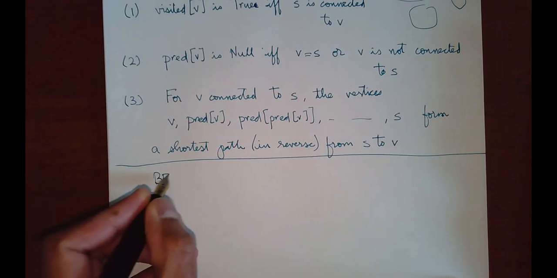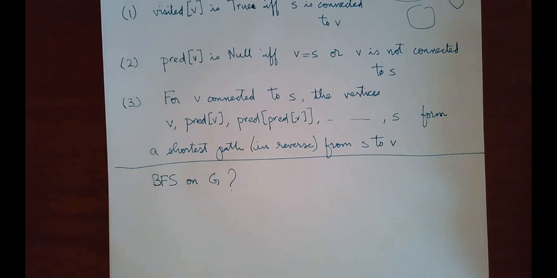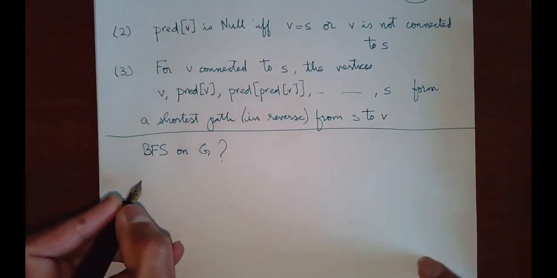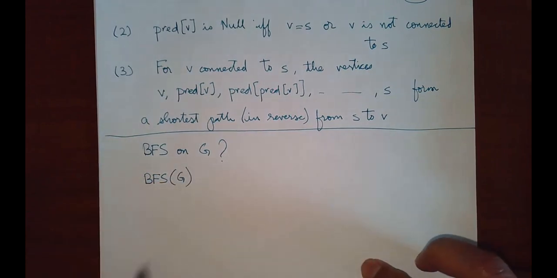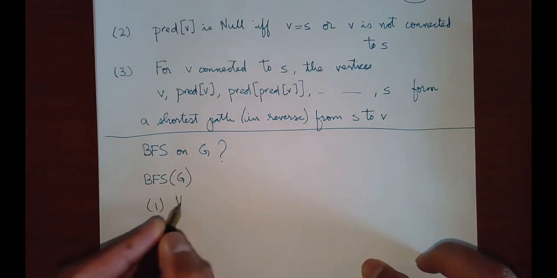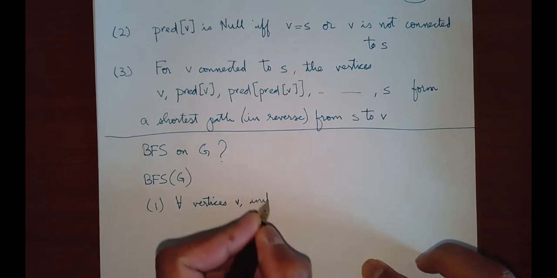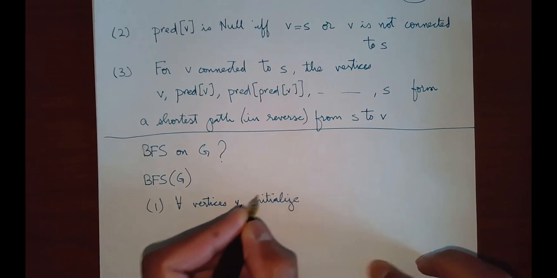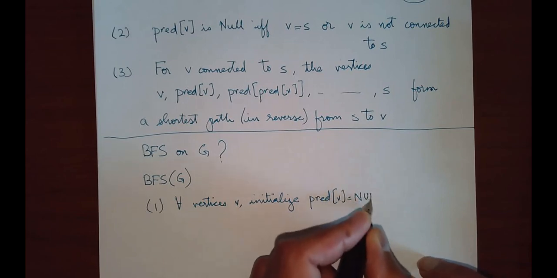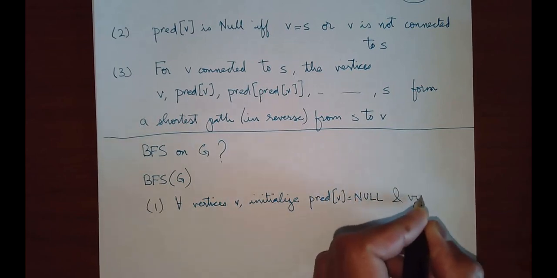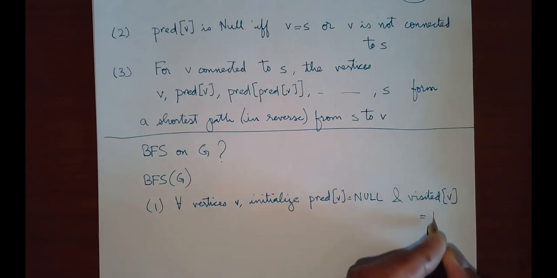What does breadth first search on the entire graph mean? It's actually pretty straightforward. Once you have breadth first search on G, it basically just has these steps. The first step is, of course, for all vertices V, initialize predecessor of V to null, and visited of V to false.